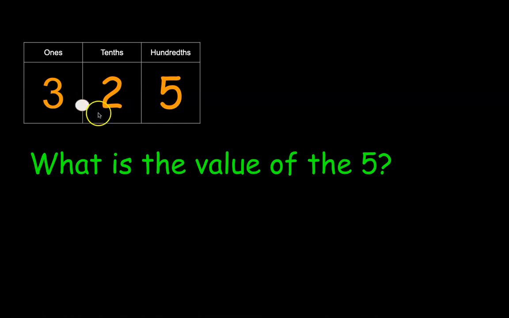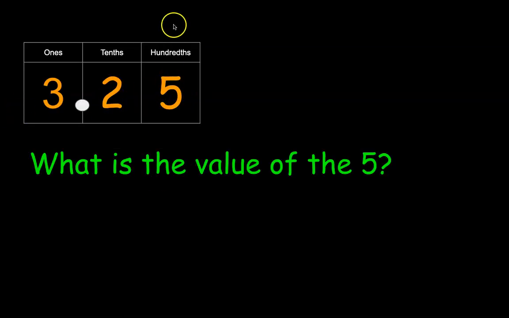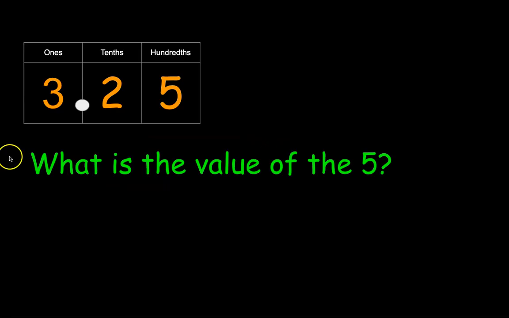Look at what is the value of the 5. Okay, so we did say it's worth 0.05 or 5 tenths. What does it look like? Sorry, 5 hundredths. My mistake, 5 hundredths. You see that? 5 hundredths, or 0.05.